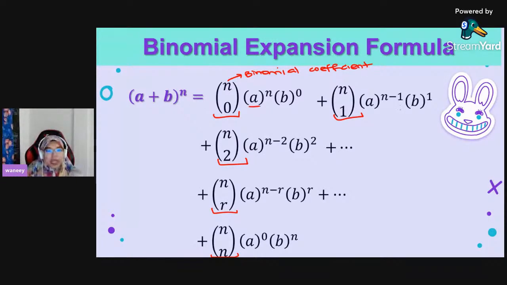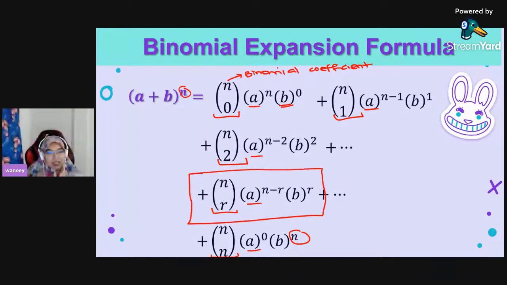And then you have the a. It is almost similar to what we have earlier, except that now we are using the general term. So we start with the highest power, which is n, and then n minus 1 up until 0. And then you have b, you start with the lowest power, which is 0, and keep on adding the power up until you reach b to the power of n. Okay, our focus over here is the one that I put a box. This is actually the T(r plus 1), which is the r plus 1 term.